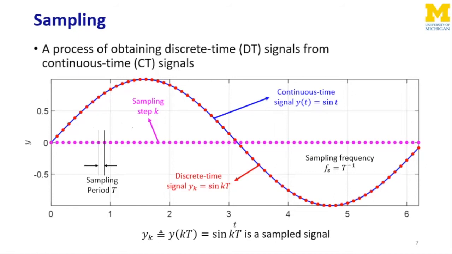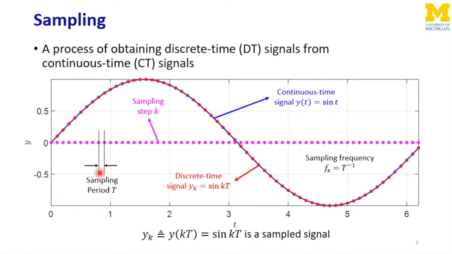So let's look at sampling first. Sampling is simply a process of obtaining a discrete time signal from a continuous time signal. Let's suppose you have a continuous time signal, y of t equals sine of t. So this is one harmonic, and I'm showing this one harmonic in the blue trace here. Now, if you look at the value of this continuous time signal every T seconds, capital T seconds, and you record those values, you get a sequence. This sequence is called the discrete time signal, and it's denoted by y sub k. So the value of y sub k at the kth instant is going to be sine of kT, and this is the big T, not the continuous time t.